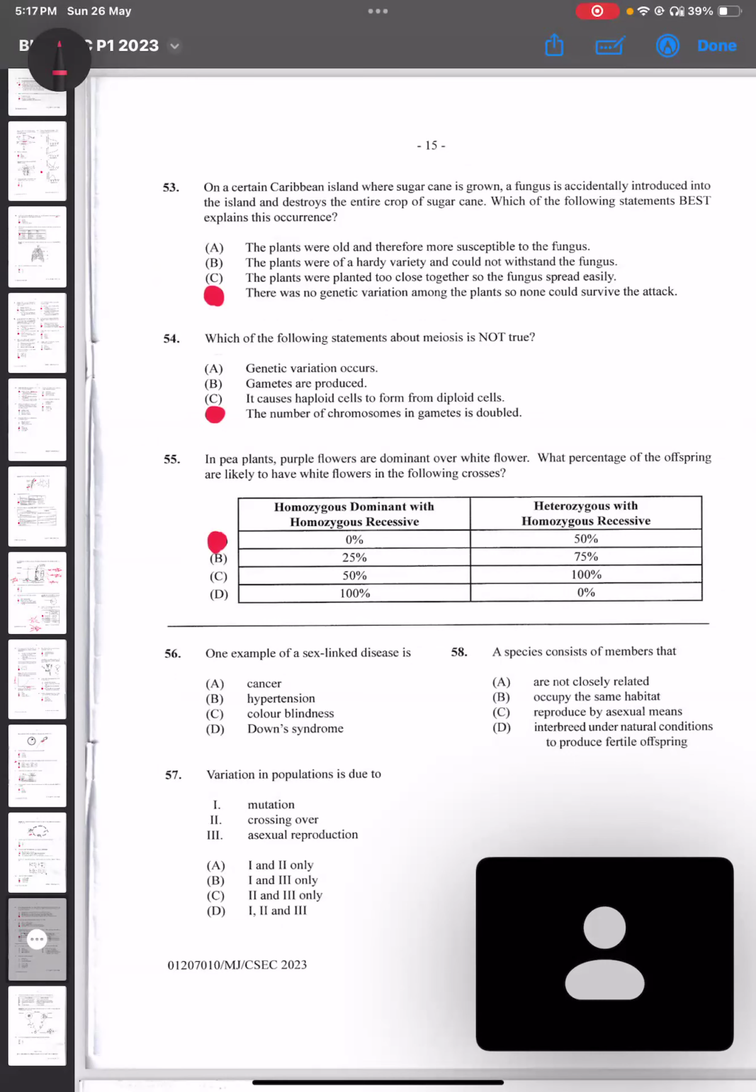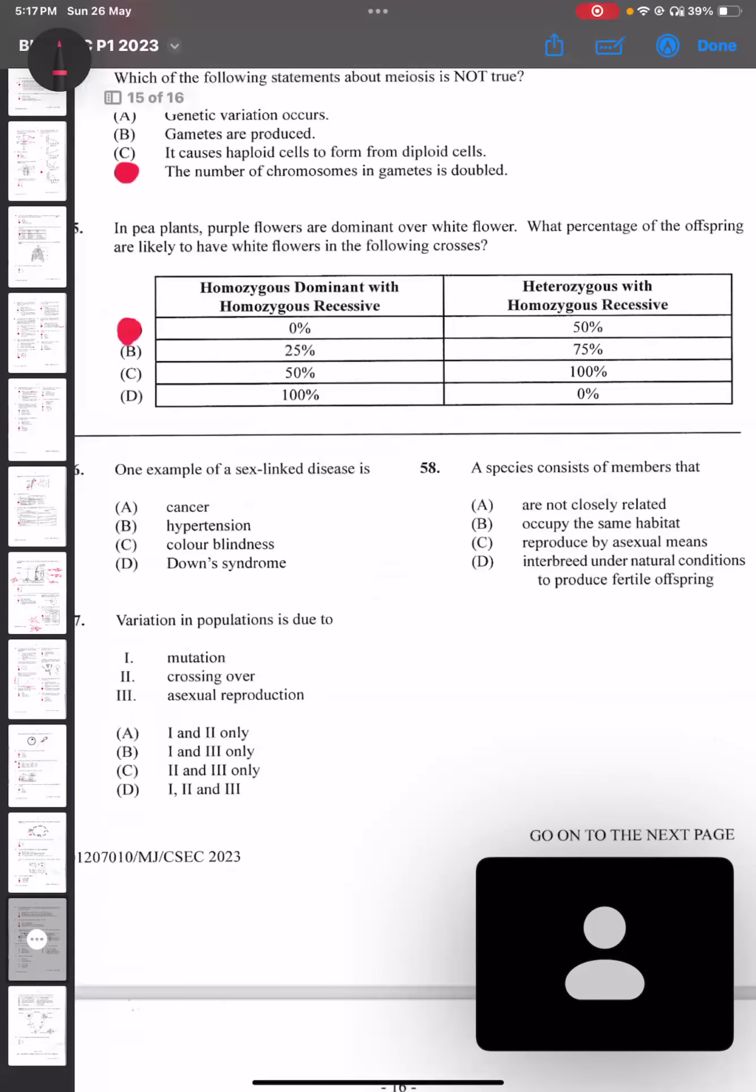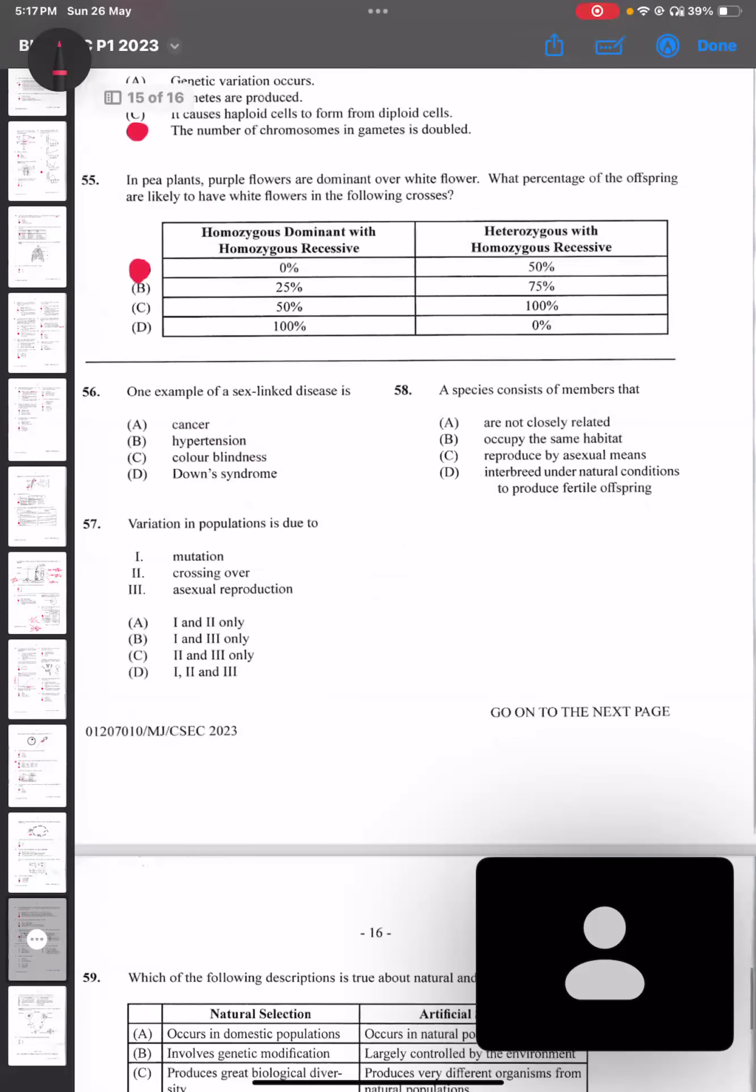Do we understand how we got A, or do you want it explained? Do you want me to try and drop the diagram and show you, or do we understand? All right, explain. So, let me use this little space down here. So you have purple flowers over white flowers. So we can use P for purple and W for white. So P we will use a capital letter, and then for white we use a common letter.